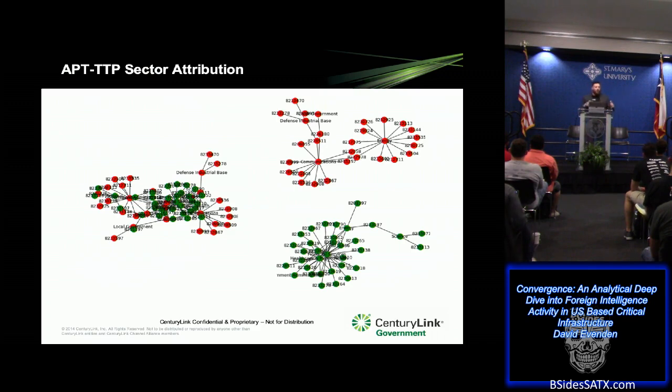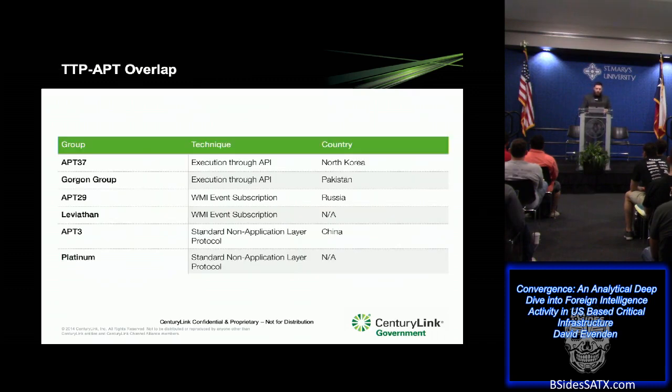We want all the things that are really difficult, because now we can actually show, yes, they're using these. So for instance, execution through API. If you're actually performing attacks through APIs, you're probably a fairly advanced attacker. There's not a whole lot of people probably running around doing that. WMI event subscription, for instance, that is pretty common actually in the last 2 years, but then we get into standard non-application protocols and different types of attack like that. So these are our anticipated potential sharing groups.